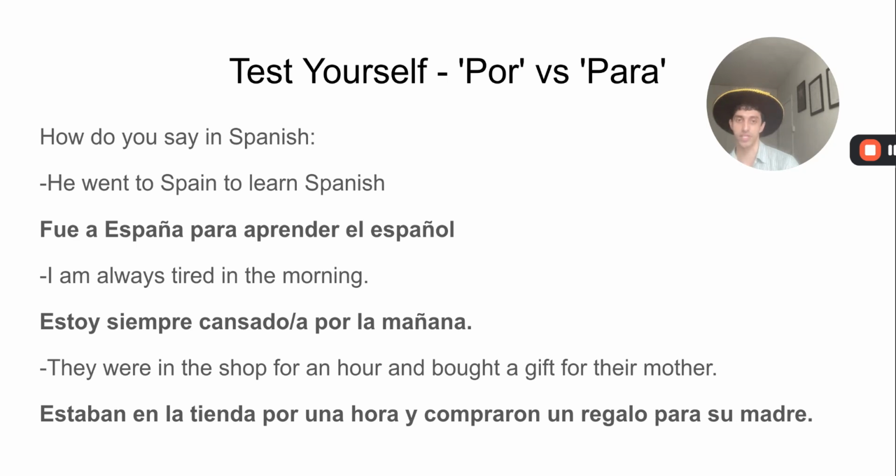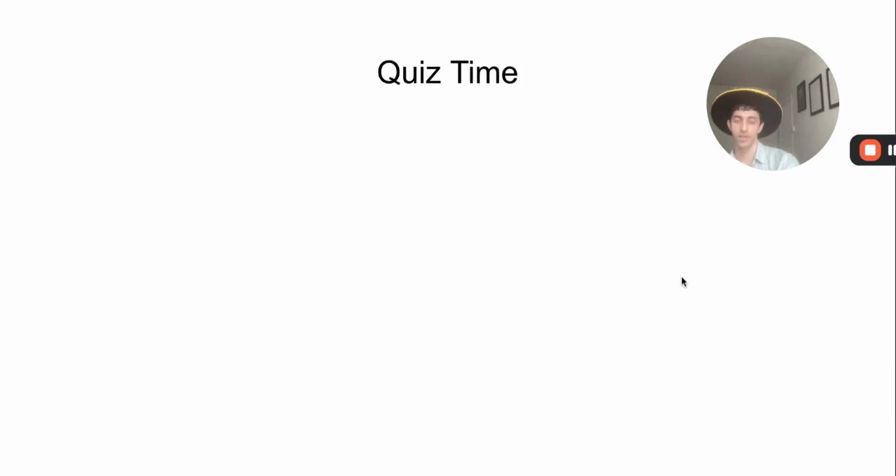But yeah, it is a recipient essentially as well. And for that reason, you use para instead of por. So it would be por una hora and para su madre. And the whole sentence, estaban en la tienda por una hora y compraron un regalo para su madre. So those tenses could be challenging too. The first verb goes in the imperfect tense, and then the second one should go in the preterite tense. Okay.